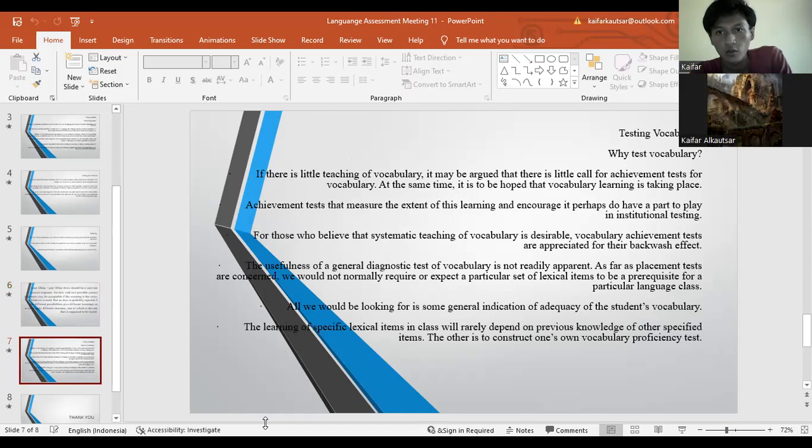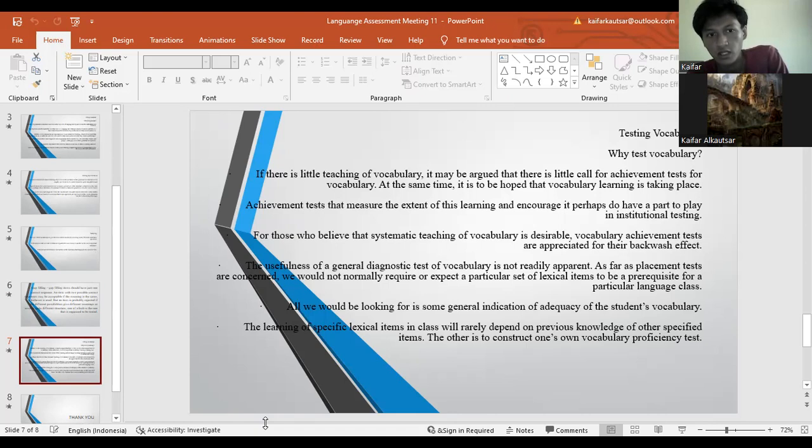Testing vocabulary. Why test vocabulary? If there is a little teaching of vocabulary, it may be odd. If there is a little call for achievement tests of vocabulary, at the same time, it is to be hoped that vocabulary learning is taking place. Achievement tests that measure the extent of this learning and encourage it perhaps do have a part to play in institutional testing. For those who believe that systematic teaching of vocabulary is desirable, vocabulary achievement tests are appreciated for their backlash effect. The usefulness of a general diagnostic test of vocabulary is not greatly apparent.